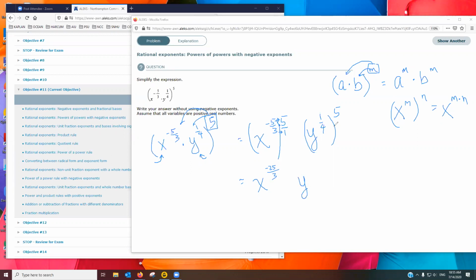Let me do the same thing for the Y. Multiply straight across. 1 times 5 is 5 on top. 4 times 1 is 4 on the bottom.